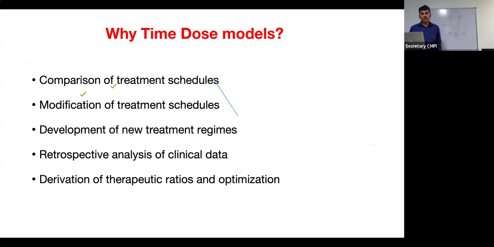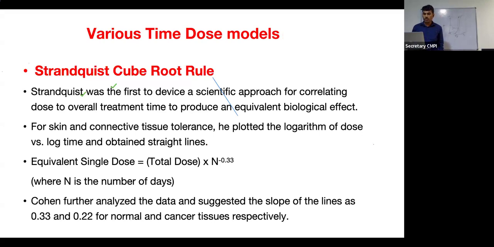Why time dose model? Comparison of treatment schedules, modification of treatment schedules, development of new treatment regimes, and retrospective analysis of clinical data. These are the important applications of time dose models.